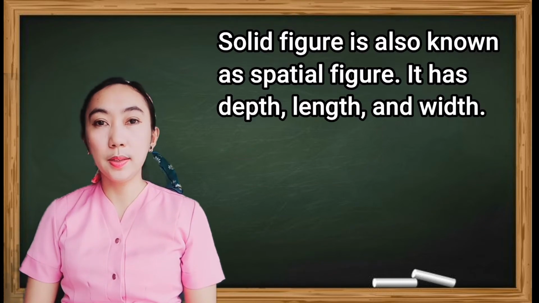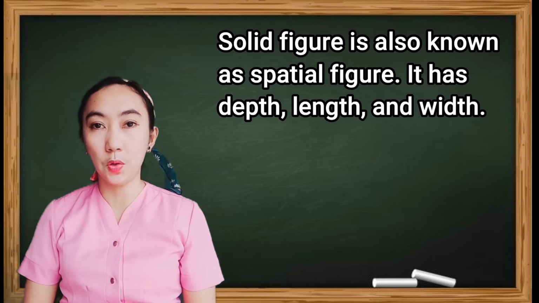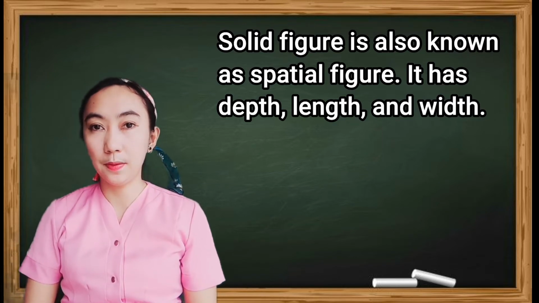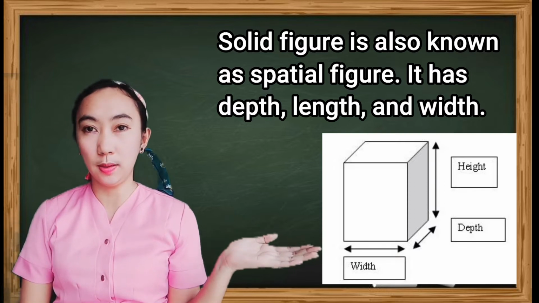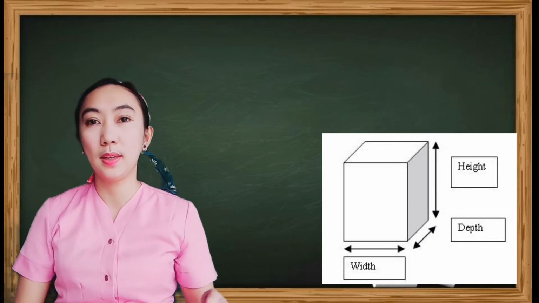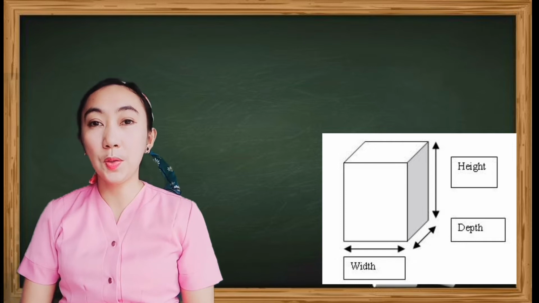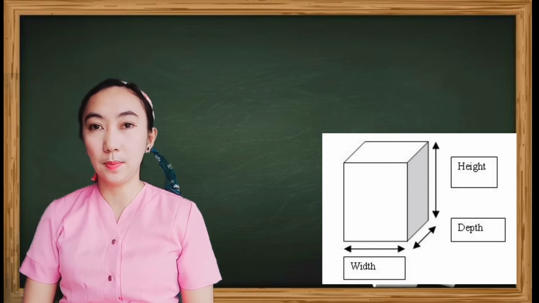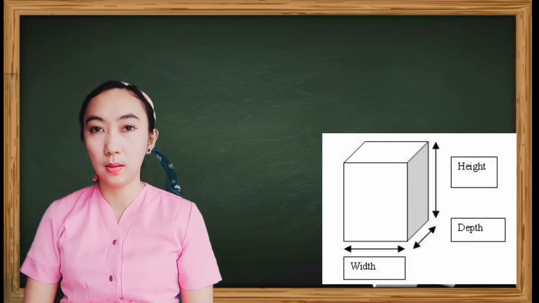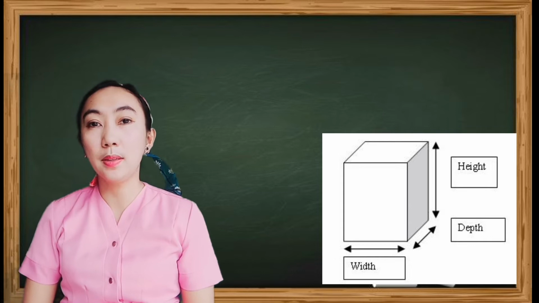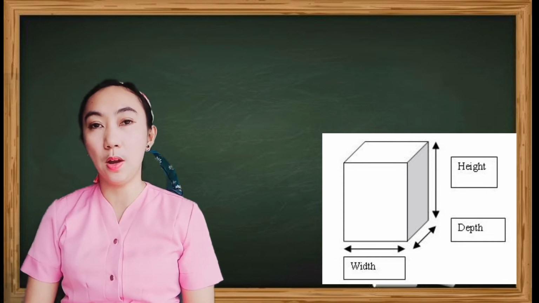Solid figure is also known as spatial figure. It has depth, length, and width as shown in the illustration. Length refers to how long the object is. Height is the distance between the top and the base part of an object, while depth is the measurement on how thick an object is.